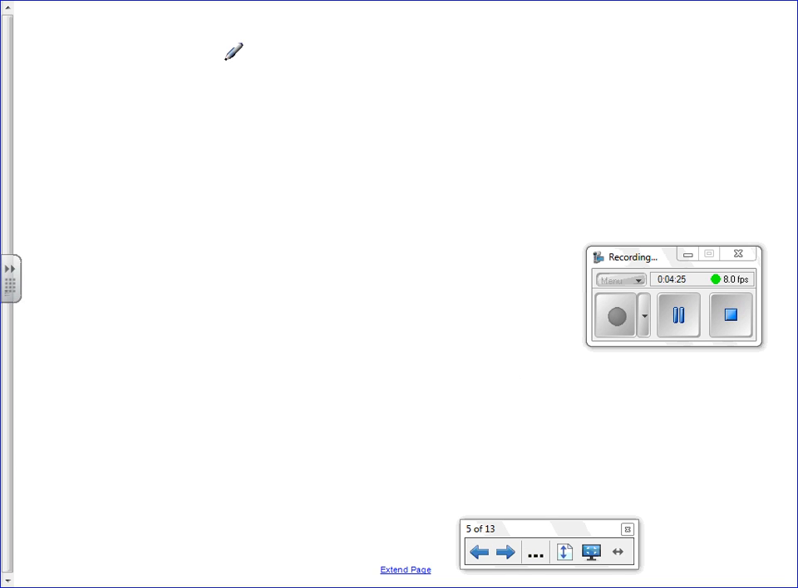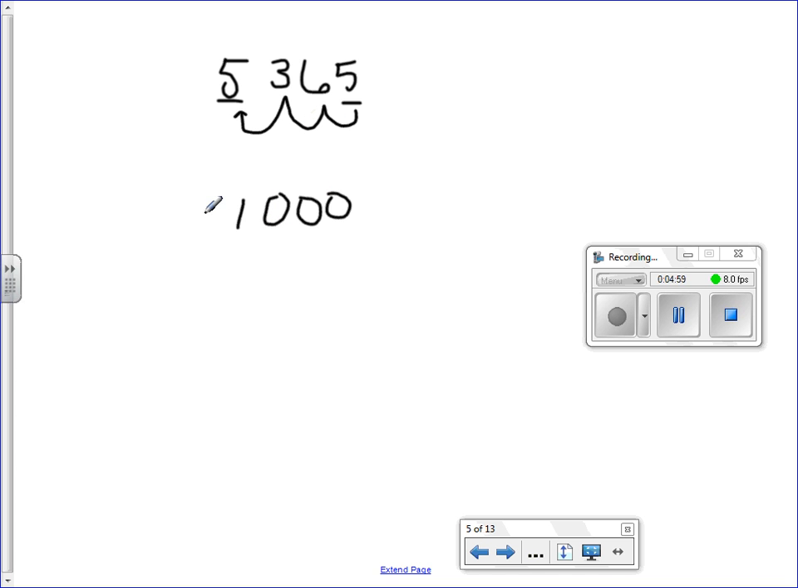So if we take the number 5,365, I'd like us to look at the relationship between the 5's. We've got 1, 2, 3 hops between the two 5's, and it's very technical, I'm going to call these hops. So that means if I have a 1, I'm going to add 1, 2, 3 zeros to it. So the 5 in the thousands place is 1,000 times greater than the 5 in the ones place.